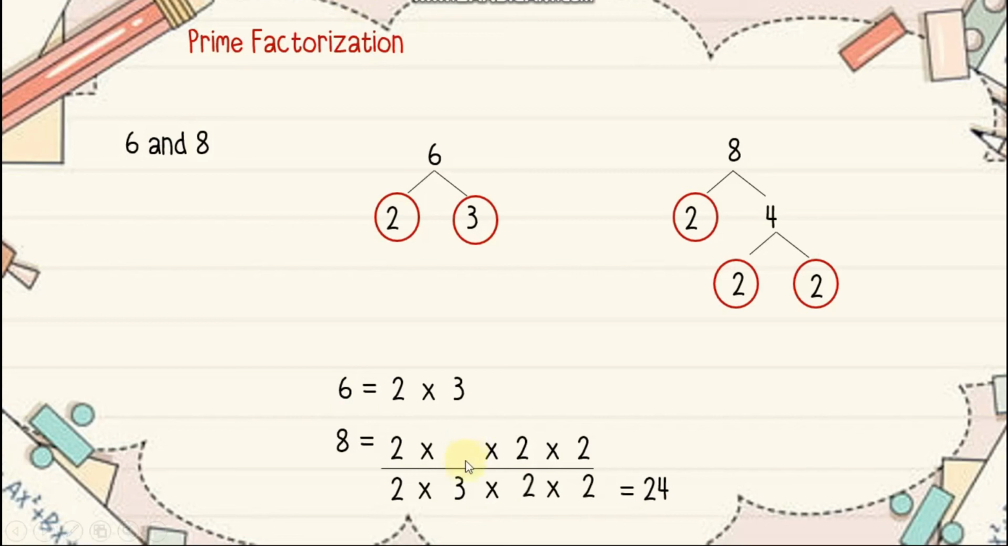Again, how did it become 24? 2 times 3 is 6. 6 times 2 is 12. And 12 times 2 is equal to 24. Again, the LCM of 6 and 8 is 24. Let's have another example. We're going to use prime factorization. So let's have 12 and 18.